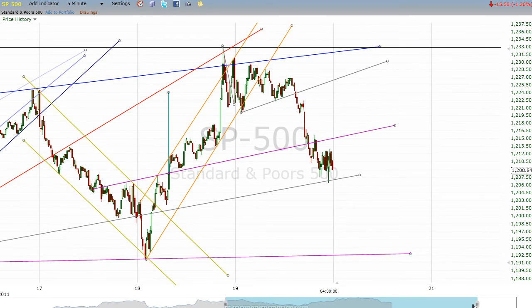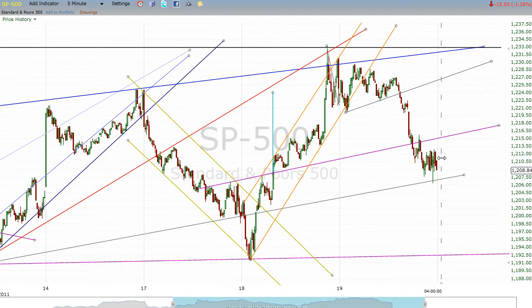As I was saying, this could be a little area of congestion that's setting up as a pause to continue a move down to the 1190s. That has a fairly plausible look to it, but in order for that to happen, this gray line has to get taken out. So if this line gets taken out by a decent margin, then I think this move continues on down to the purple line in the low 1190s.